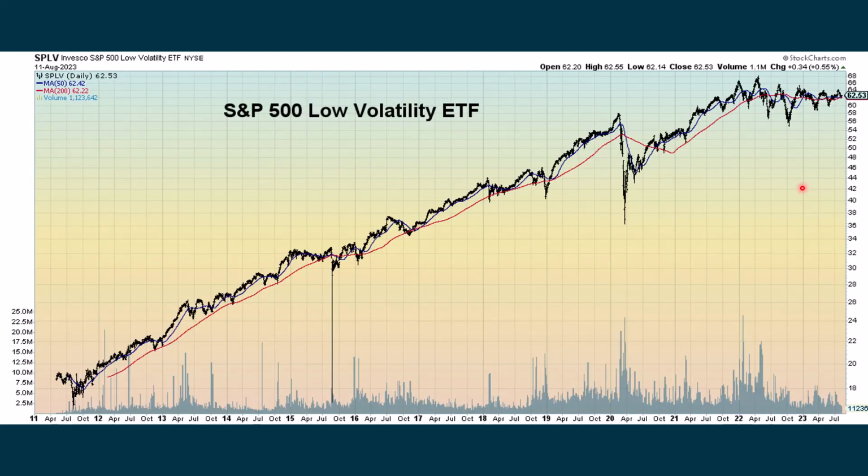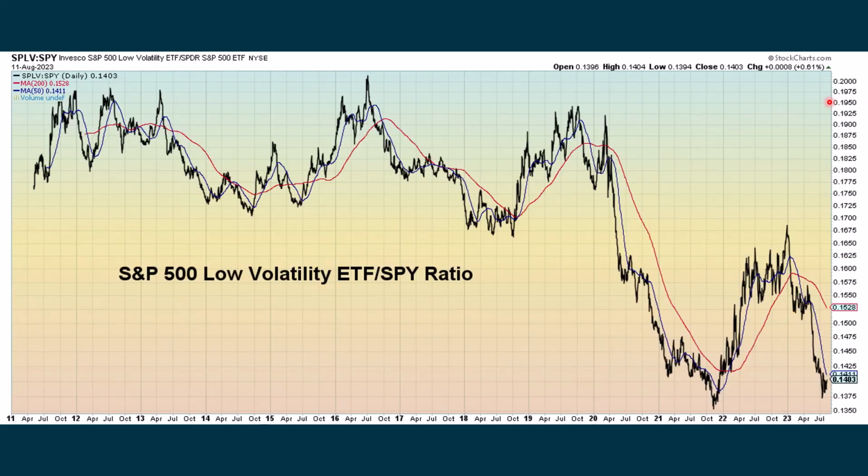We look at low volatility stocks, which hung in there a lot better in 2022. They've been chopping sideways a lot in 2023, but they're still in an uptrend. The low volatility stocks compared to the S&P 500 shows that the low volatility stocks are really underperforming.